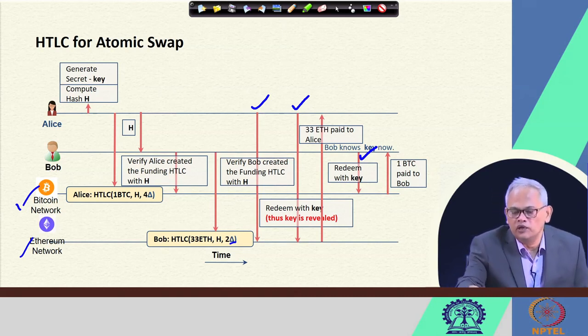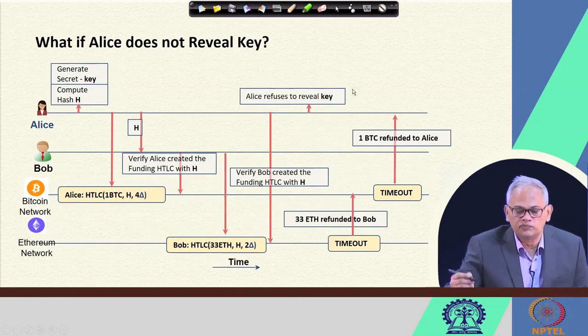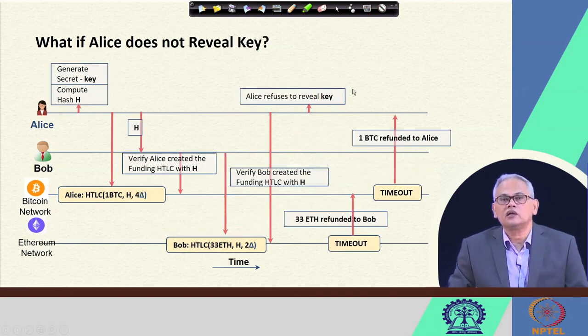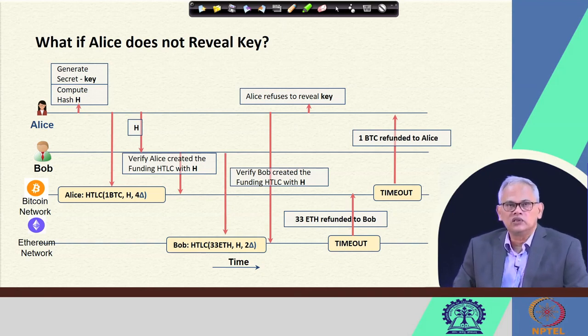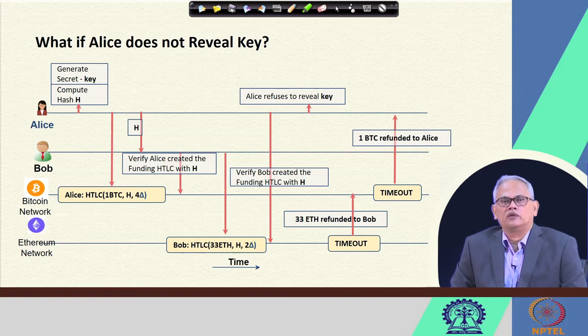What is also important, as we will see in the very next slide, is that it is possible that something does not really work as described. So, what if Alice does not reveal the key? Why might Alice not reveal the key? Because it might be a case, just as an example, that Alice expected Bob to pay maybe 35 ethers, but Bob only created a smart contract saying I will pay 33 ethers.